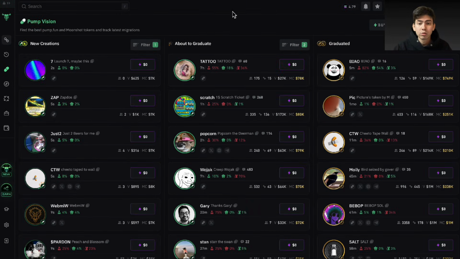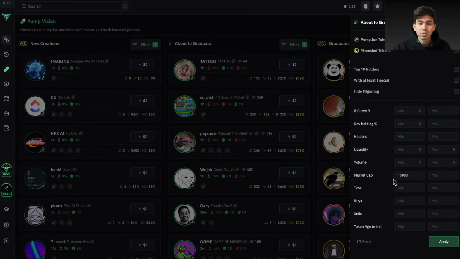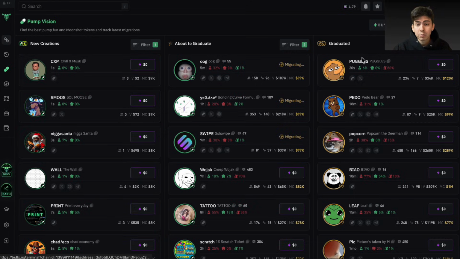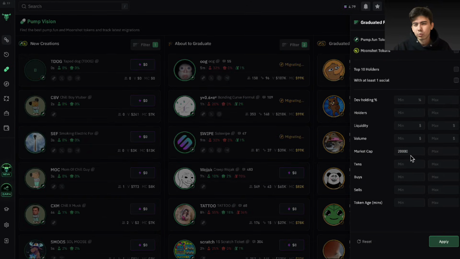So my next filter is for the about to graduate column, and I basically put a minimum market cap of 15k, and I do this to avoid seeing those more dead coins. And for the graduated filter, the same principle applies as for the about to graduate, and I basically set the market cap at a minimum of 20k.